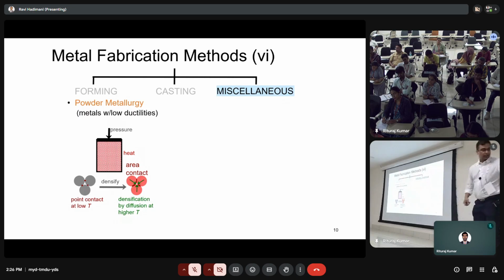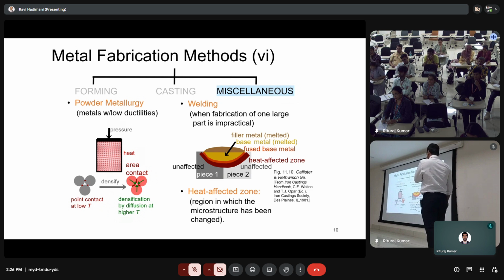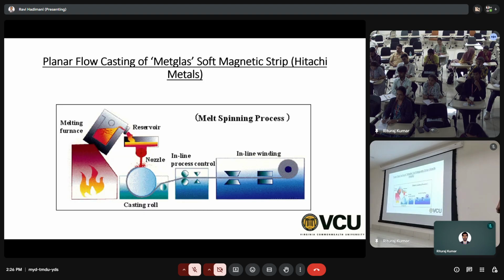This is another technique for making different structures. Then we have welding. Welding is when you usually join two pieces together by melting the interface. That's another process. Probably we're all familiar with those techniques, and I just wanted to show you those different processes. But now let's look at some newer processing techniques.